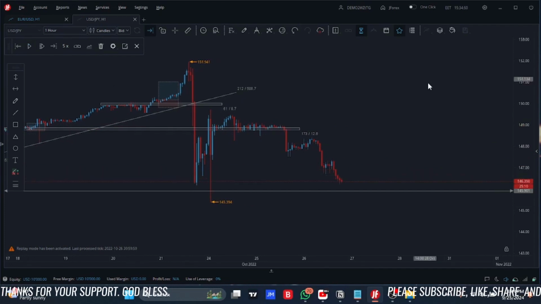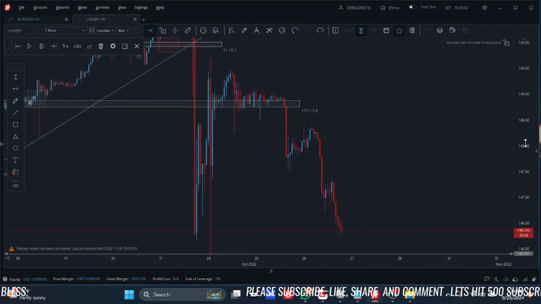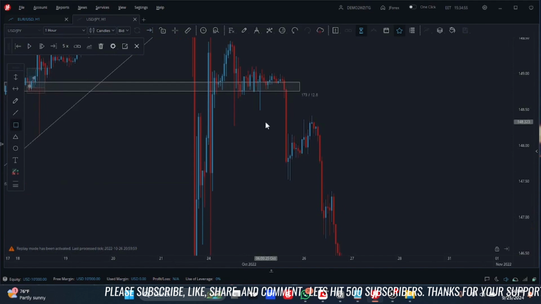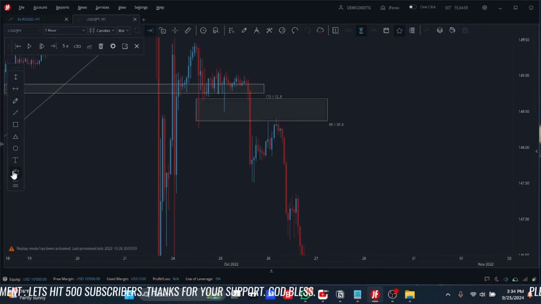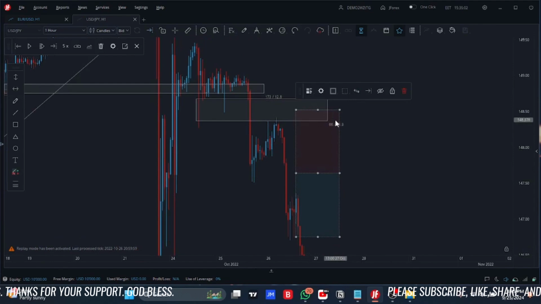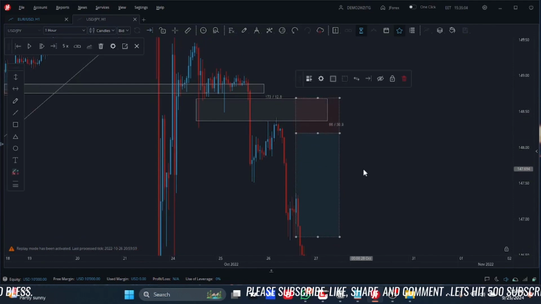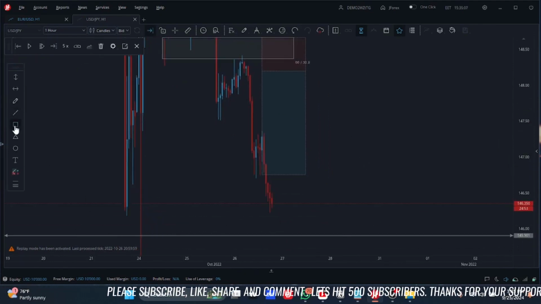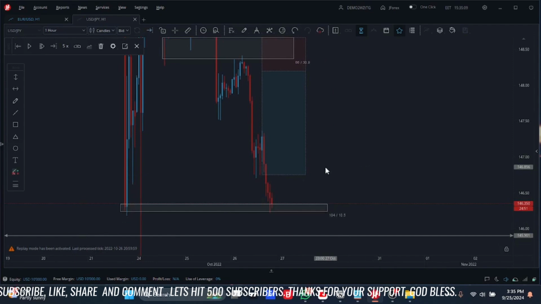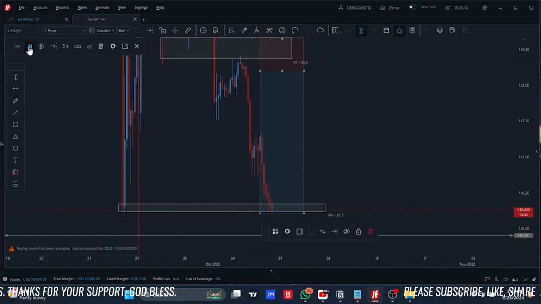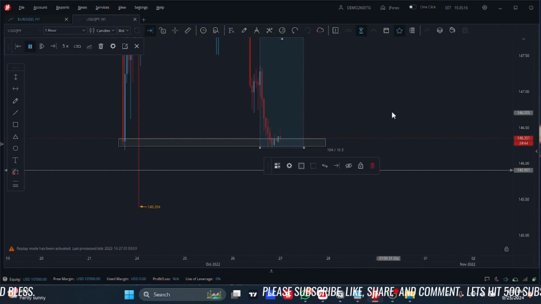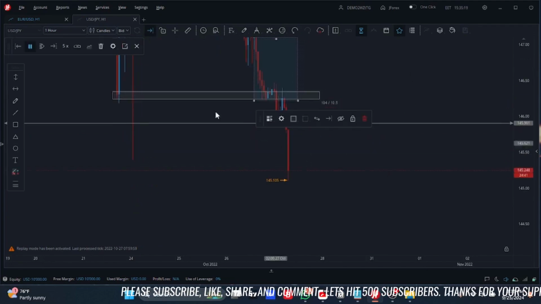Now the sellers are pushing the market lower. Eventually it came to that zone again. But before going to that zone, we could have taken some trades from here. As you can see, we have a break and retest, a simple break and retest. That is a legit trade. And it reached that zone, making a triple top, a triple bottom, I mean, sorry. We could have taken sells from there.